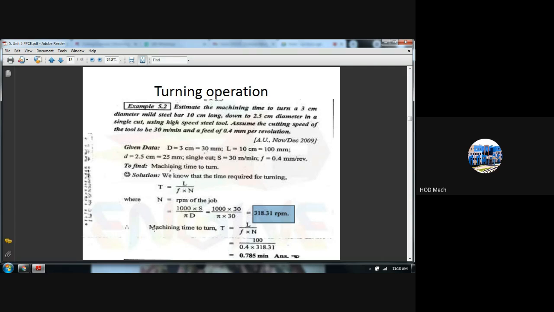Then go for the machining time calculation. You have all the values. When you put together all the values, you will get the final value, that is your machining time. So when you substitute, you will finally get 0.785 minutes.